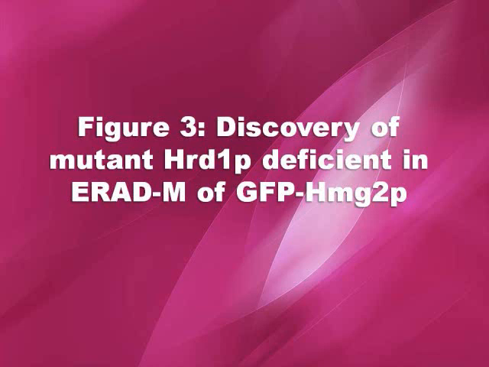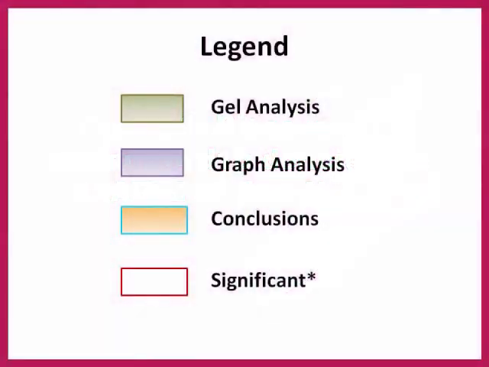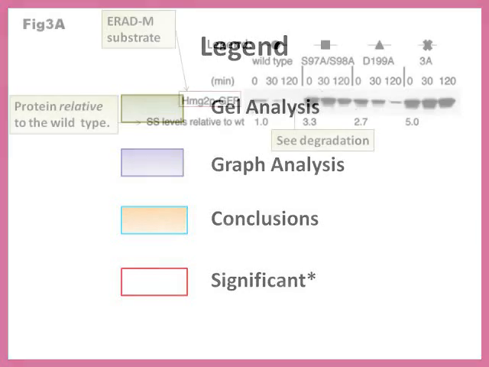In this short feature, I will be describing to you a critical figure in the article by Sato and colleagues, in which a mutant variant of HRD1P was shown to be deficient for the degradation of an integral membrane protein called HMG2P. In the following slides, green will represent any analysis of a gel. Purple will similarly indicate information that is located on graphs, and conclusions will be highlighted for you in yellow.